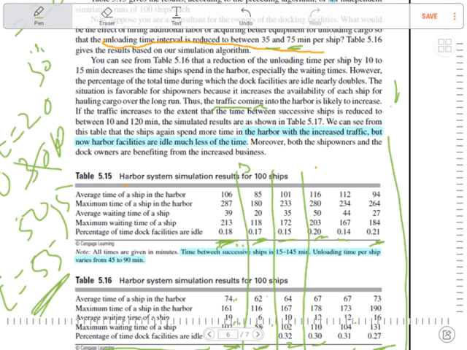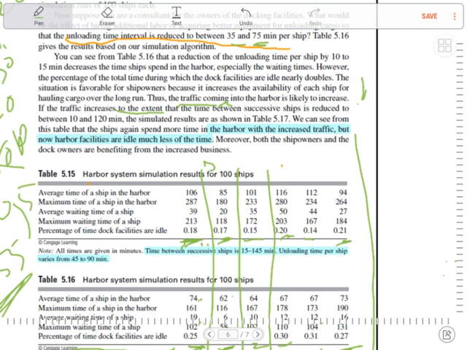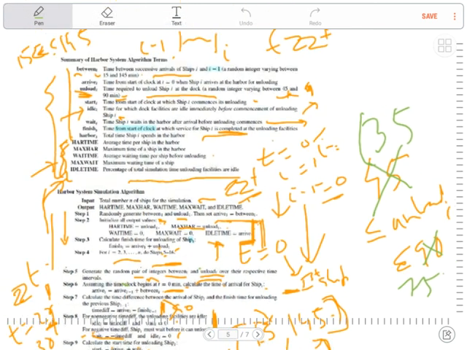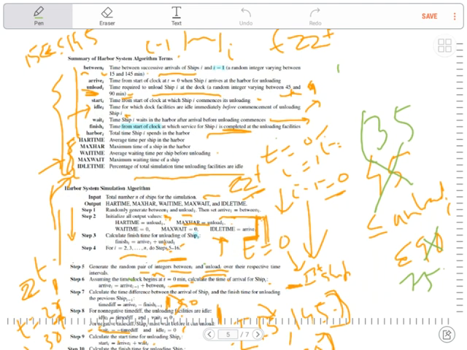The traffic coming into the harbor is likely to increase if the traffic increases to the extent that the time between successive ships is reduced to between 10 and 120 minutes. If you remember the algorithm, that factor was between I, the time gap between the arrival of ship I and I minus 1. So this is now modified. Initially, for the unmodified algorithm, the between I should lie between 15 to 145.